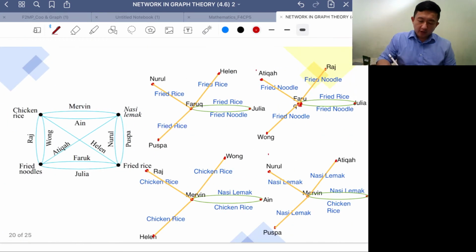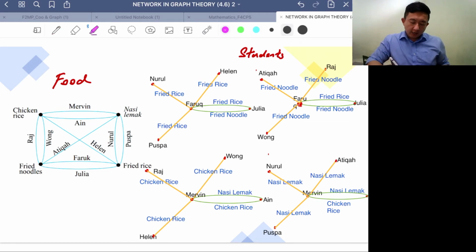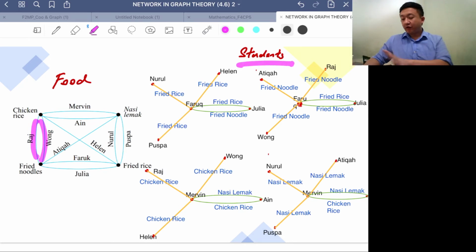So this is where you take the fruits as vertices. This is where you take students as vertices. Am I right? The one on the right is not complete, okay? Because you need to draw more than 4 to clearly state the relationship. For example, let's say you take Raj and Wong. Both of them like chicken rice and fried noodles. But if you have a look at the 4 little graphs here, it does not show. You need to have drawn more to represent the relationship.